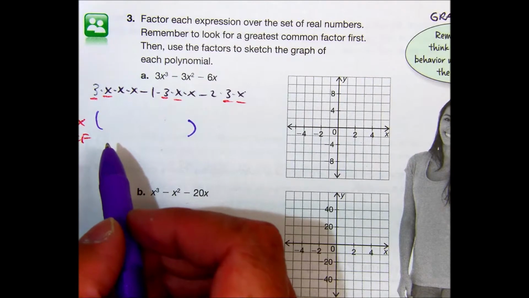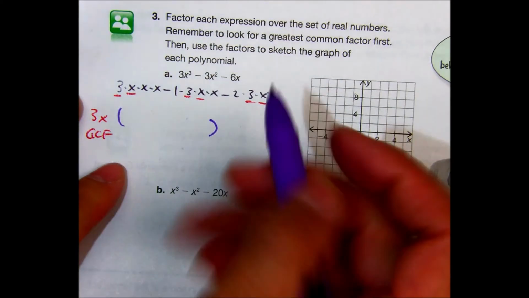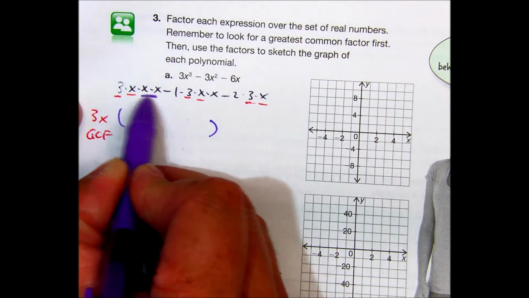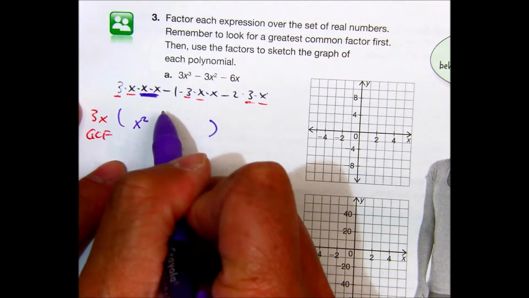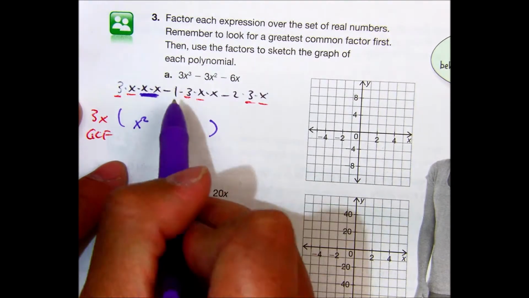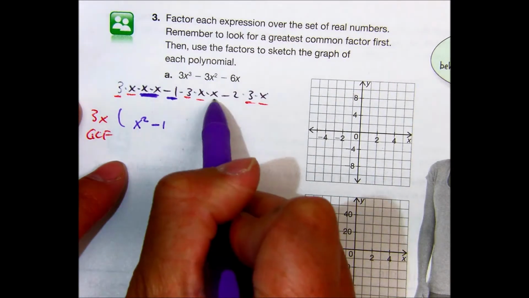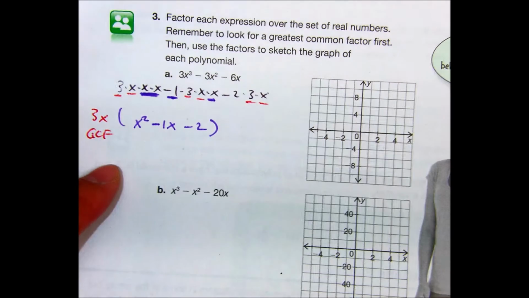Johnny, what did I not circle? You didn't circle the last x. These two? Yeah. X times x is? X squared. Yes. What's left in here? The minus 1. X, yeah. And then the minus 2.